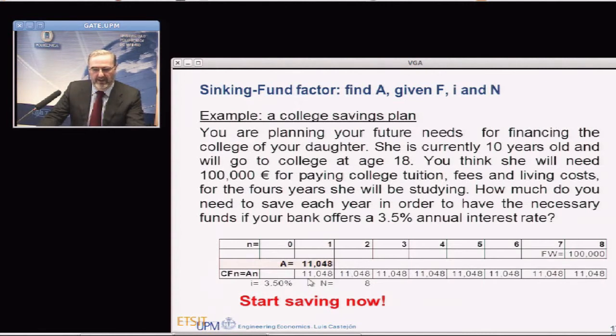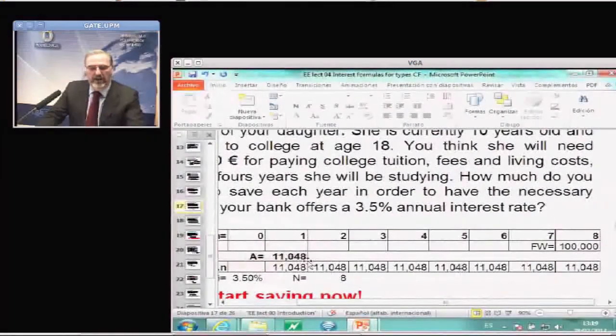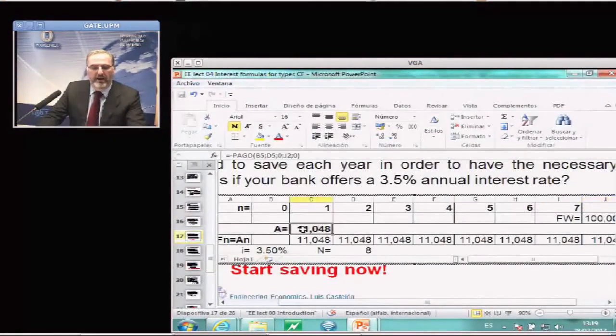The next year you deposit a periodic amount, the second year also the same periodic amount. At the end we know that we want to have 100,000 euros. So how much is this periodic payment? This periodic payment is the A, and this is 11,048 euros. How do we calculate? With the formula of payment.